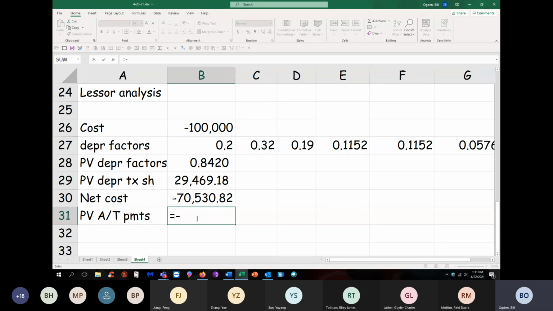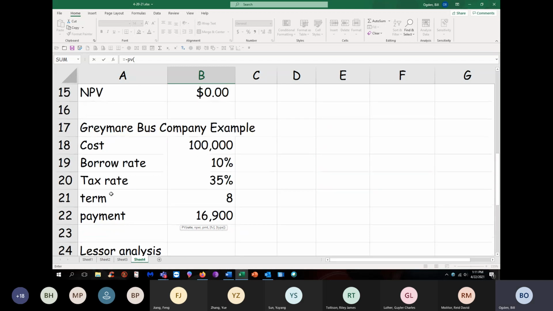Okay, so I'm going to put a negative sign. Now you could also put a negative sign on the payment. That would work too, but let's just do it on the whole function. So minus present value, right? And our rate, one more time, I'm going to keep emphasizing this. So 10% times 1 minus t. Now, if you want to type in 0.065, that would work very nicely, wouldn't it? But I'm just doing this for emphasis. Okay, comma.